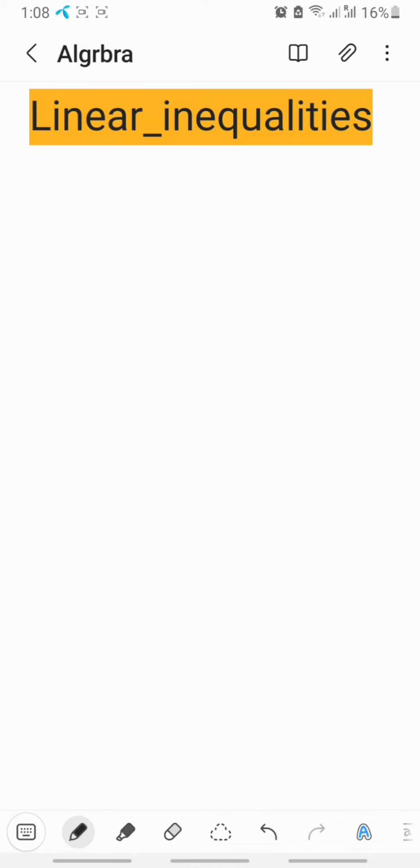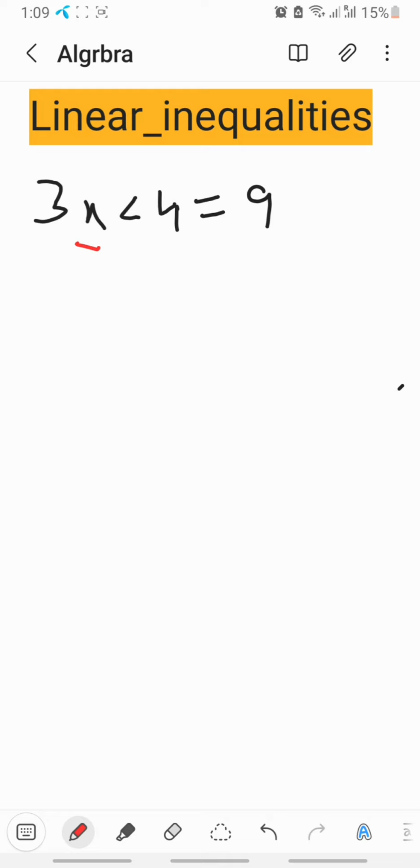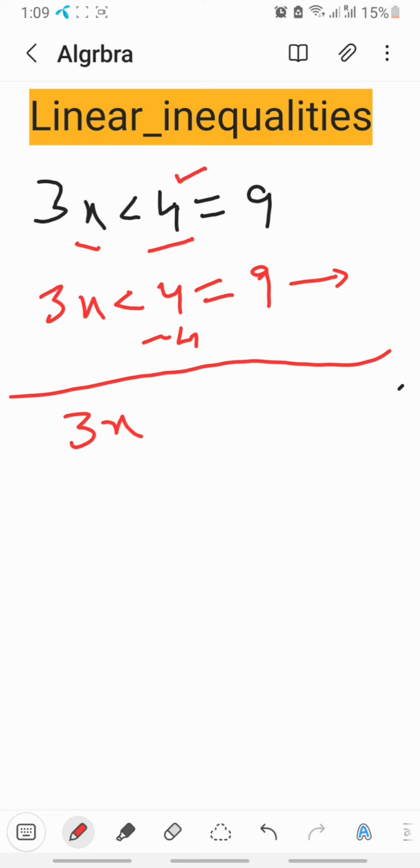We will discuss how to solve linear inequalities and how to draw their graphs. Let's say we have the question 3x + 4 < 9. Here, x is the variable and 4 is the constant. We have to remove this constant 4, so we subtract 4 from both sides. As a result, we get 3x < 9, so x < 9/3, and x < 3.